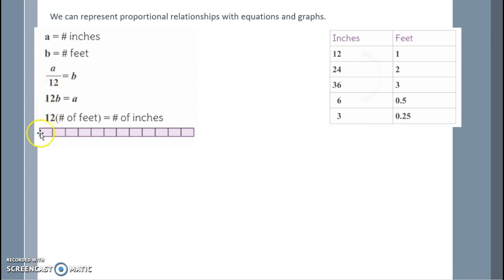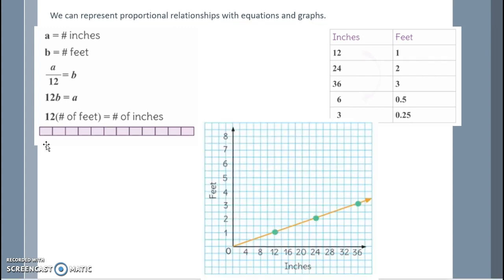So if we're looking at this strip diagram here, there are 12 little pieces for the 1 whole foot. So it seems strange that since inches are a smaller unit, it takes more of them to make 1 foot. Then let's compare that to what the graph looks like.